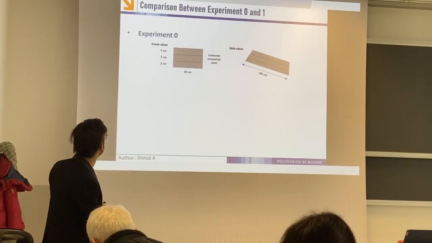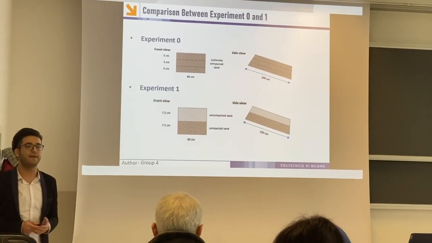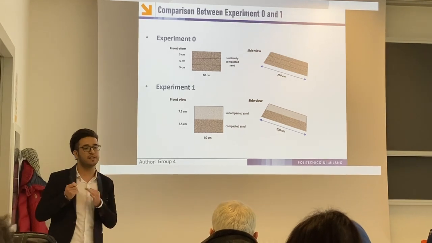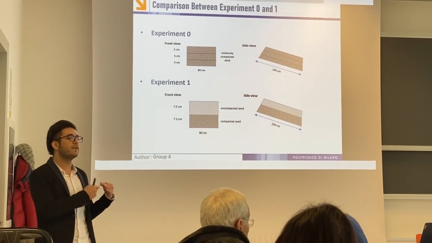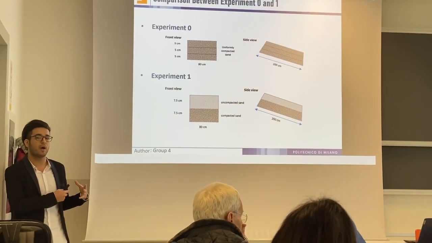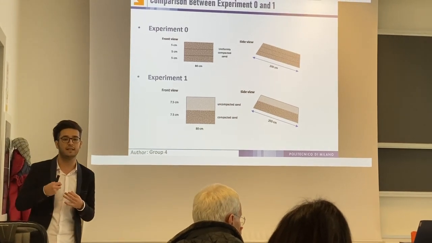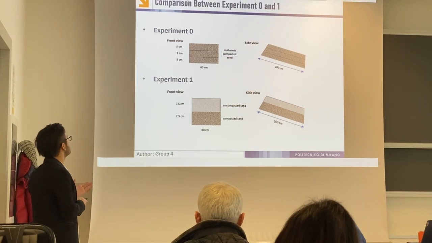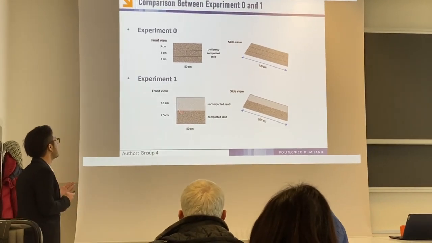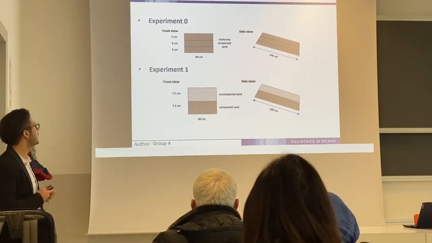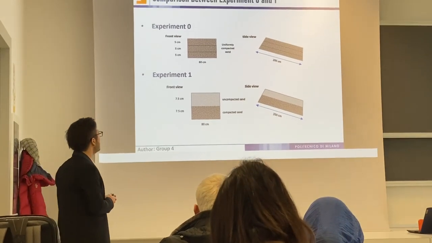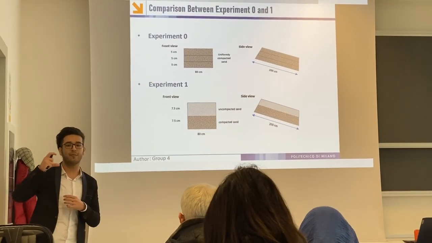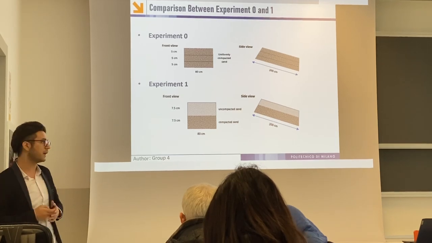This is the comparison between two experiments. We have tried to keep all the conditions similar and change only one condition in experiment 1 to investigate the effects of that change. As you can see, in experiment 0, we had 3 layers of 5 centimeters, all of them compacted sand. So one uniform layer in terms of physical characteristics.